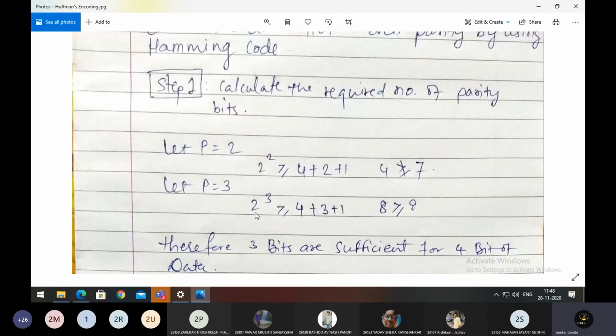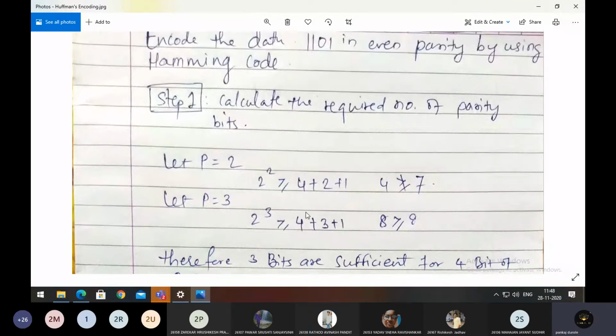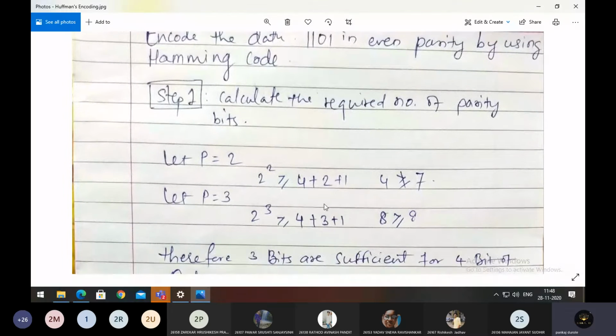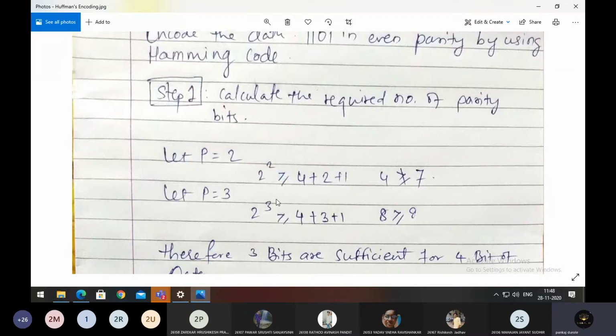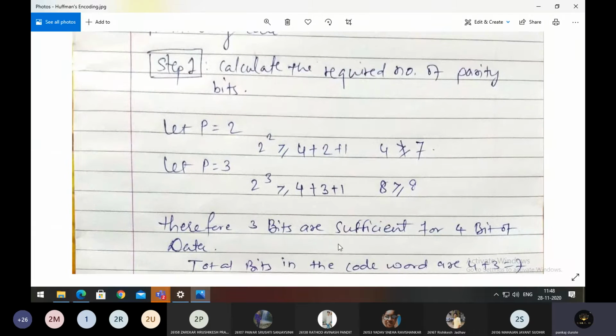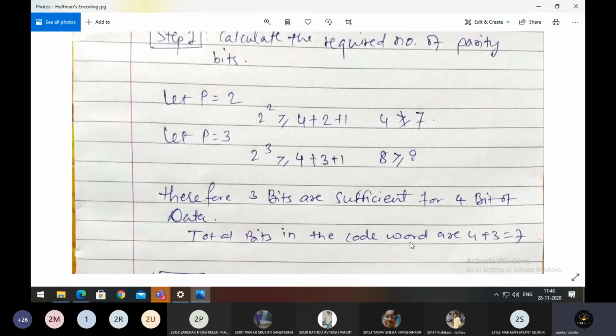So if p is equal to 3, 2 raised to 3, we will check for this. Now n is obviously 4, p is equal to 3 here, and plus 1. So 4 plus 3 plus 1 becomes 8, and 2 raised to 3 becomes 8. So 8 is not greater but equal to 8. So the conclusion for the first step is that 3 bits are sufficient for 4-bit data. So the total bits in the code word are 4 plus 3, which is equal to 7.